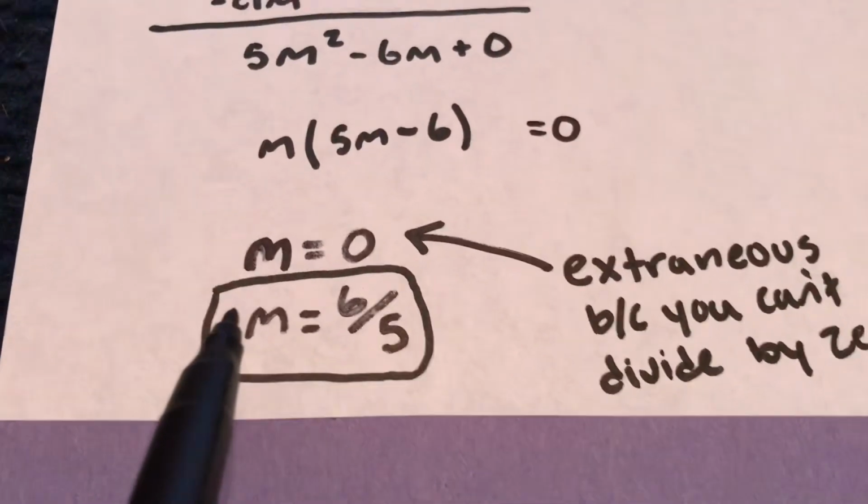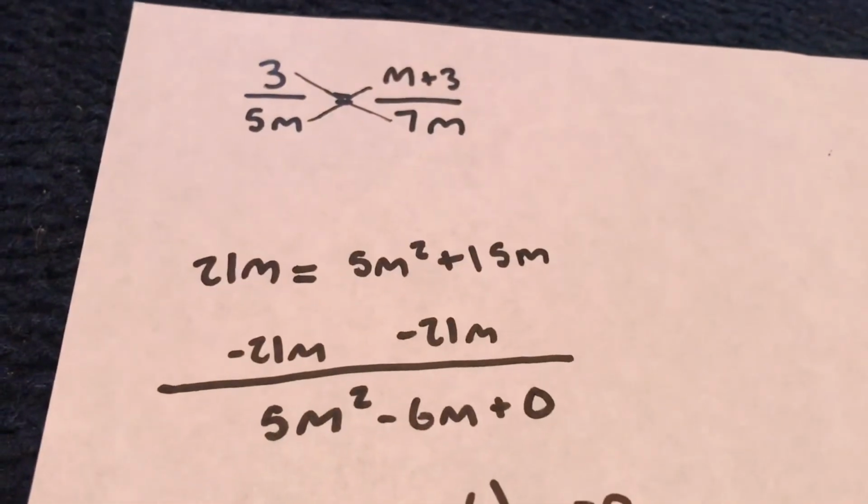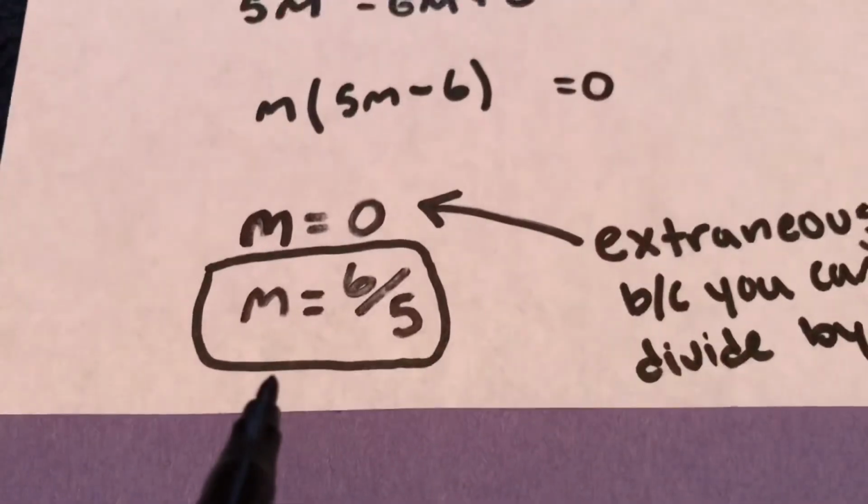And that is correct, because if you plug it in, it's not no solution. It doesn't make the denominator 0. So that's our final answer.